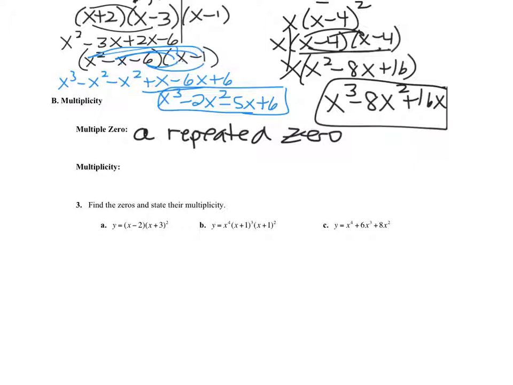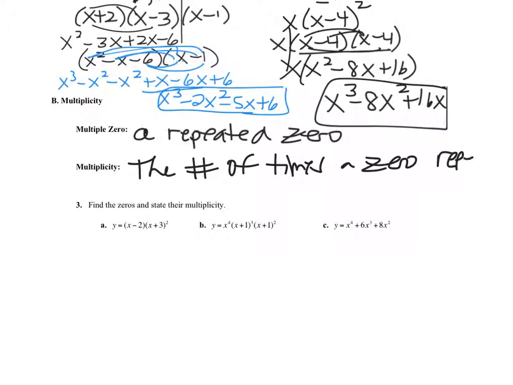All right, so now the multiplicity is going to be the number of times a zero repeats. Now, a zero cannot repeat one time. Repeats, okay. So you can't say, oh, it has a multiplicity of 1. Nobody will ever say that. Multiplicity is multiple, 2 or more.